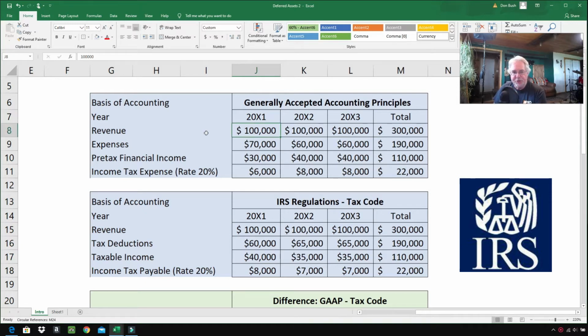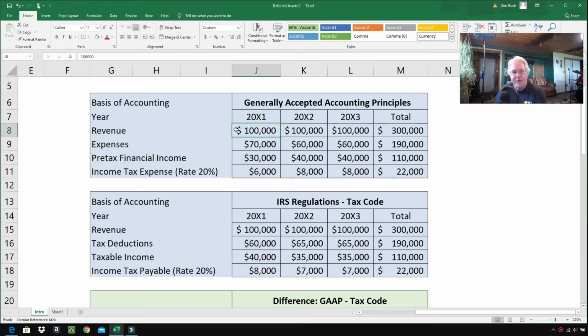In 2001, when we get to construction, performed revenue. They did a job for somebody, and they also promised a warranty. And they expect in the future that this warranty cost will be about $10,000. They're not sure exactly when and how, but they expect the warranty to cost them about $10,000. And so I've got that included right here in the expenses.